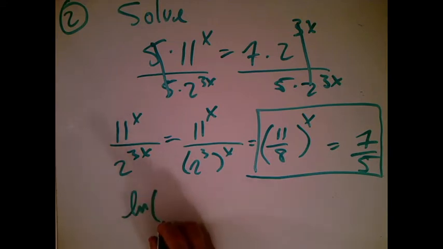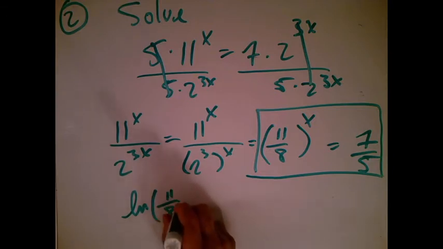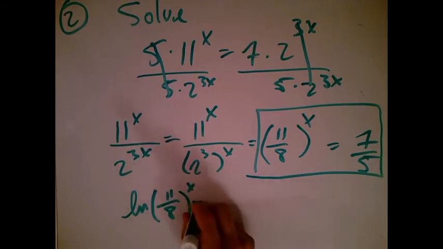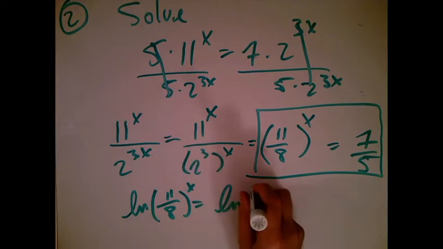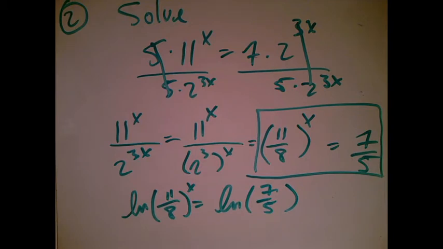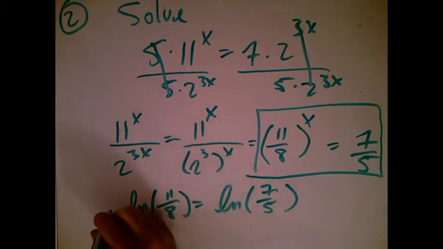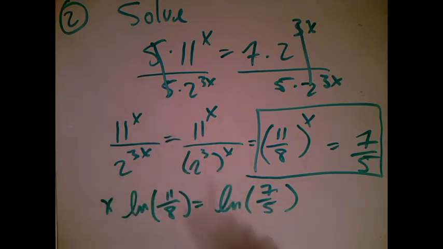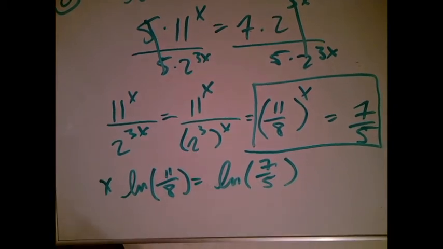Go the ln of 11/8 to the x equals the natural logarithm of 7/5, like that. What do we want to do? Well, we have that third magical property of logarithms that says if you have a logarithm of something to a power, you can bring down the power. So I'm going to bring down the power. What does that give me? That gives me x times an icky constant equals another icky constant.